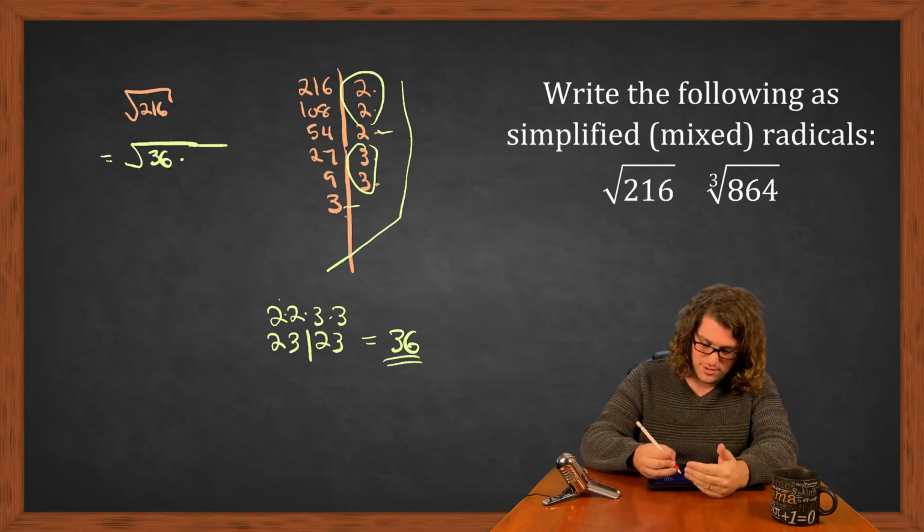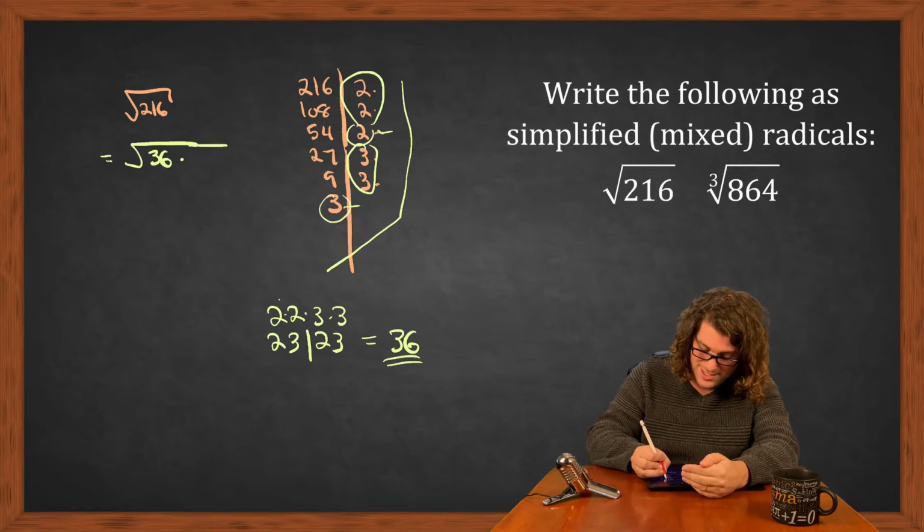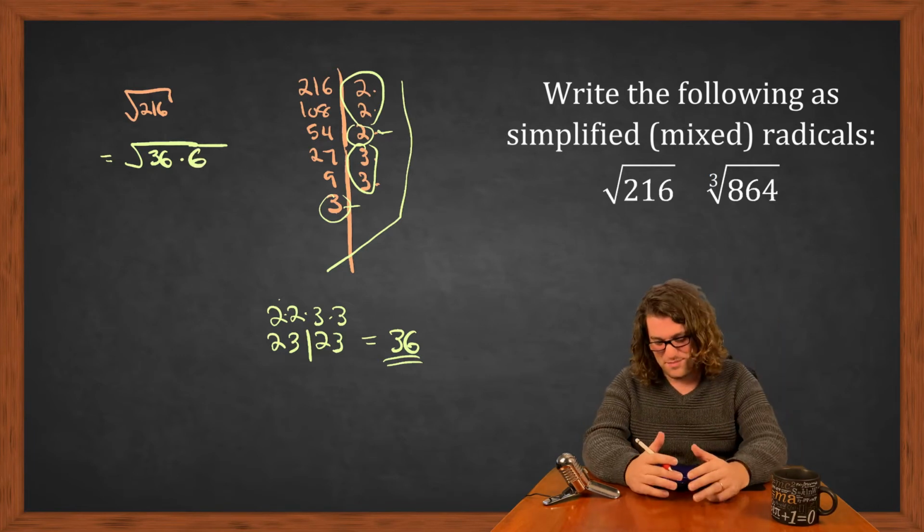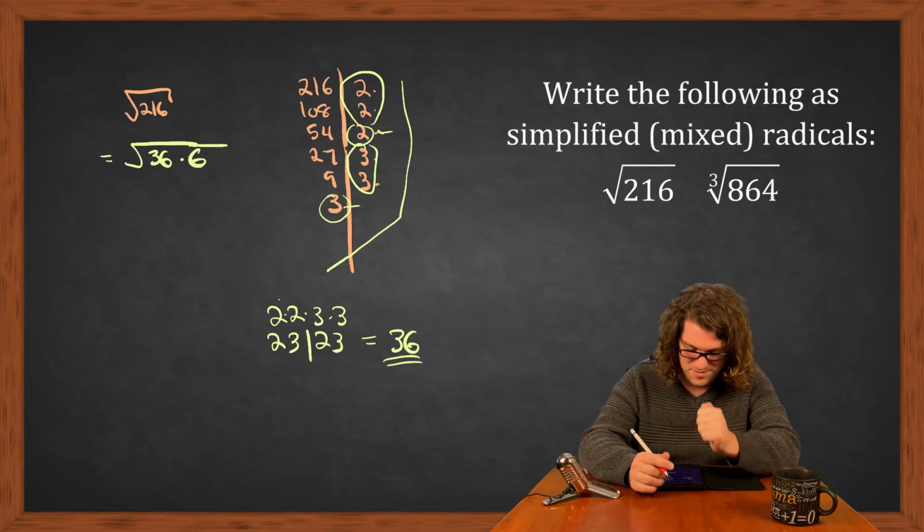Luckily, I was starting to panic, but then I realized it's the 6 that's left over there. So I don't even have to do division this time. 36 times 6 is going to be good. That's what I'm looking for.